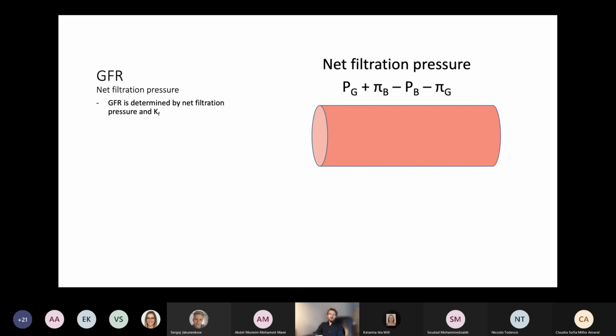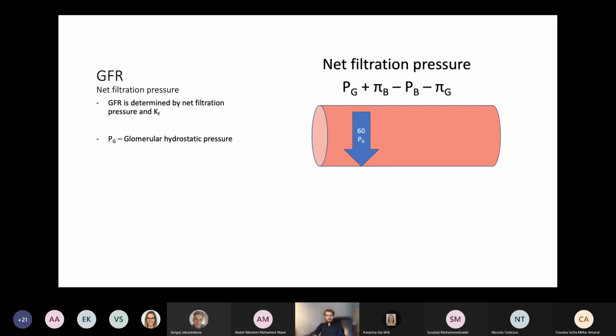Net filtration pressure is the sum of a subset of pressures. The primary determinant of filtration is the glomerular hydrostatic pressure. I mentioned before that in the glomerular capillary network, we have an average pressure of 60 millimeters of mercury. That is basically our arterial pressure reduced down to 60 millimeters of mercury and maintained by the afferent and efferent arteriole. It is the primary driving mechanism of filtration pressure. However, it is not the only force.